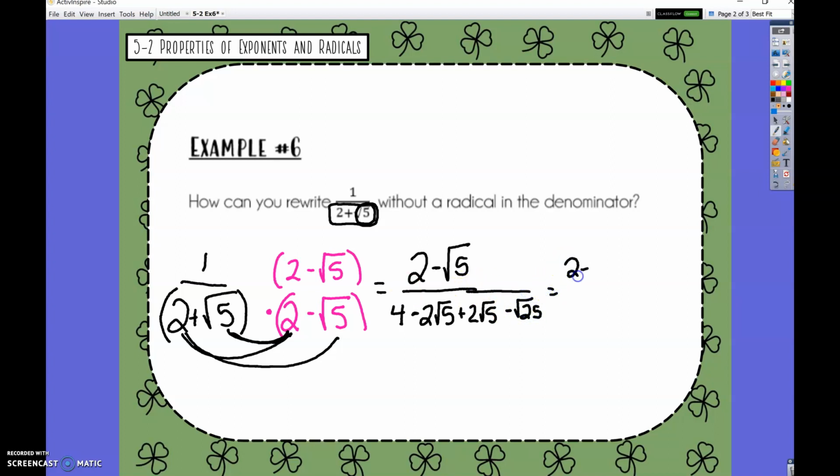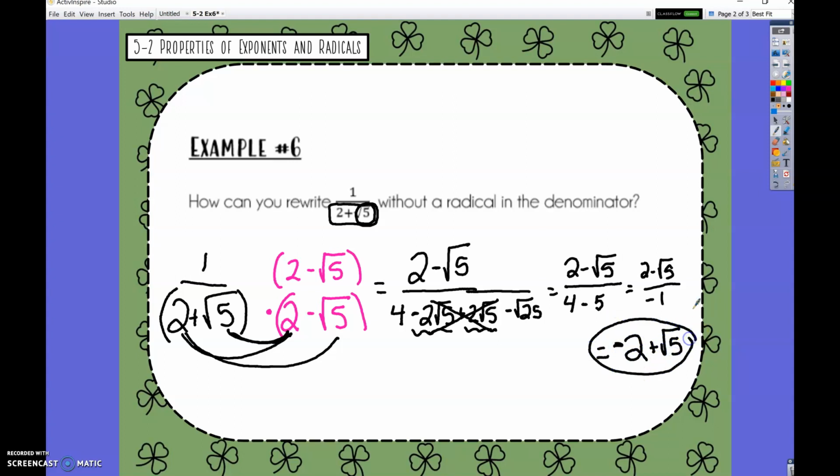Now we know our numerator isn't going to change, but we have some combining in our denominator to do. Our 4 will stay out front. We have a negative 2 root 5 and a positive 2 root 5. Those are going to cancel. We also know the square root of 25 is 5. So we have 4 minus 5, which is negative 1. So our final answer is 2 minus root 5 over negative 1. We could also divide each of these by a negative, and so it could be written as negative 2 plus root 5. That might be your simplest answer there.